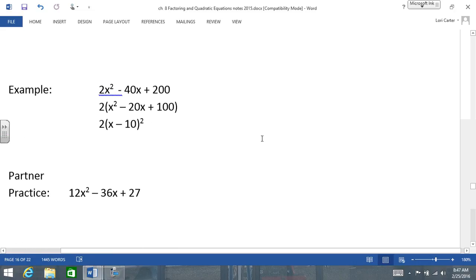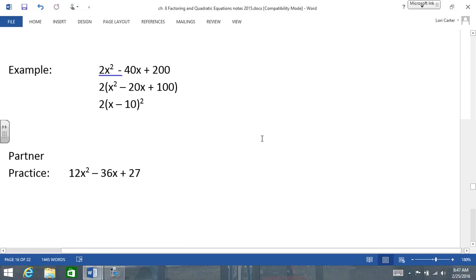We're still on an example, then I'll put it back up. Okay, 2x squared minus 40x plus 200. You can take 2 out. So I'm going to divide everybody by 2, so we make him smaller. 2 goes out front and we ignore him.